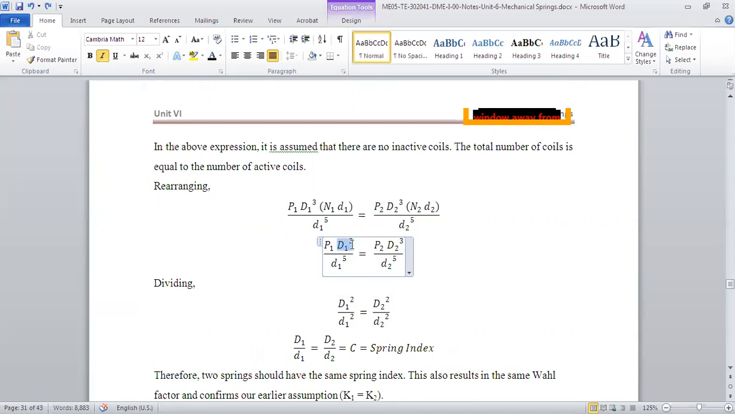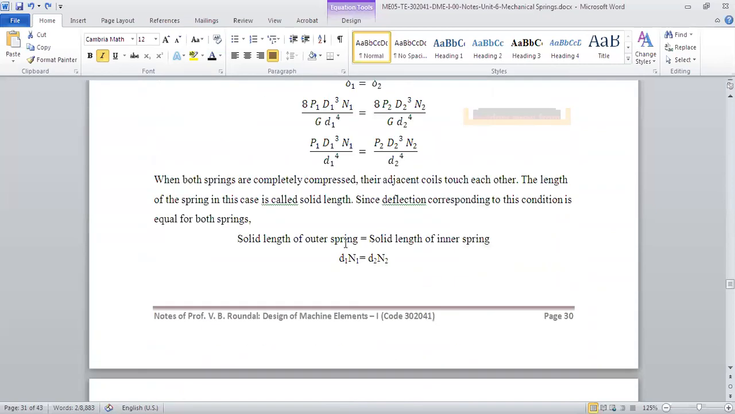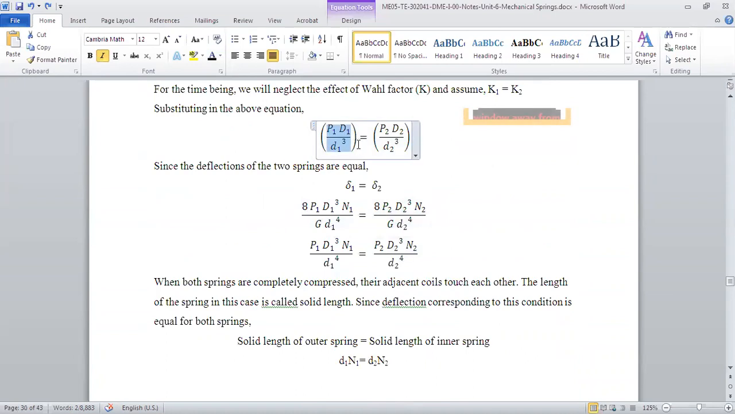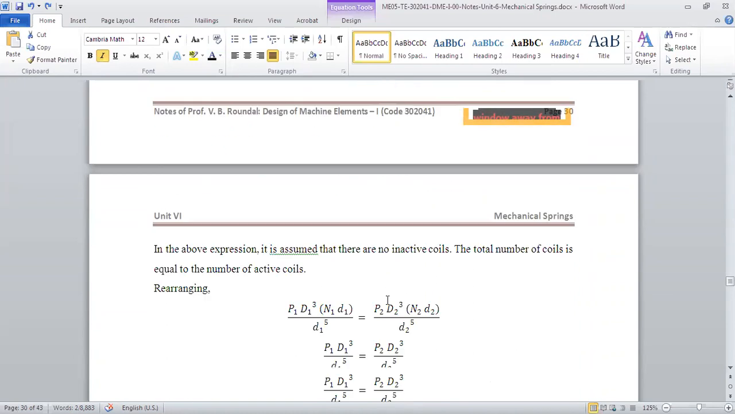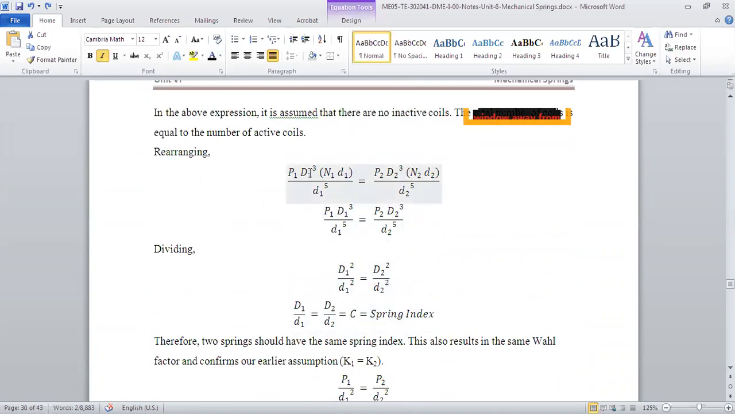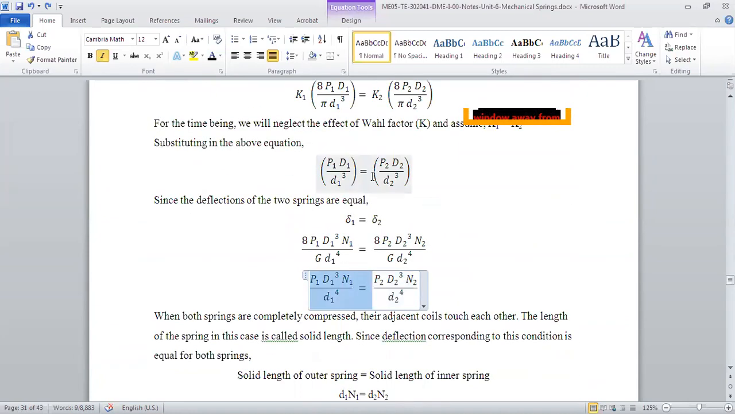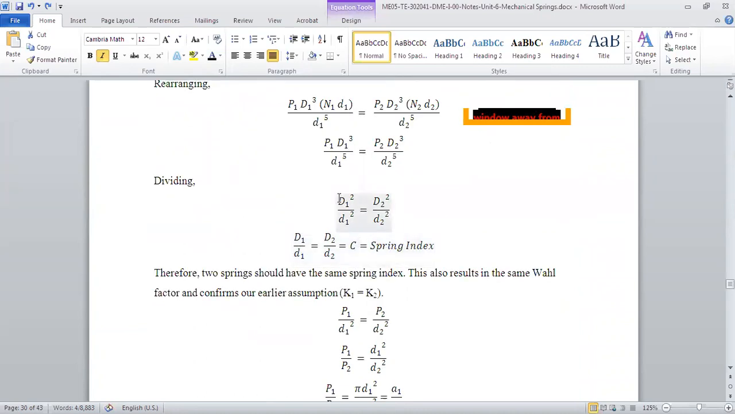What we can write is D1 cube is equal to D1 into D1 square, and small d1 raised to 5 is equal to small d1 cube into small d1 square, right? From the earlier equation we know that P1 D1 upon d1 cube is equal to P2 D2 upon d2 cube, and we want to use that here. Combining these, D1 square will remain from here, and small d1 square will remain from here. So D1 square upon d1 square is equal to D2 square upon d2 square.